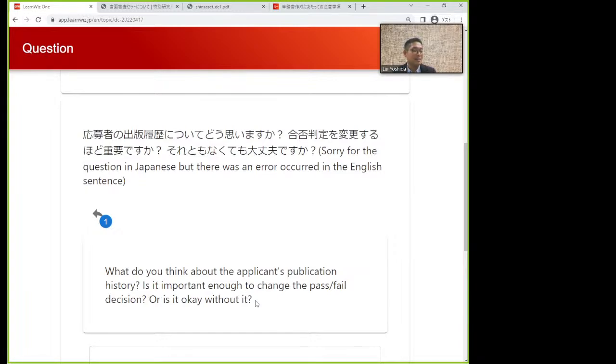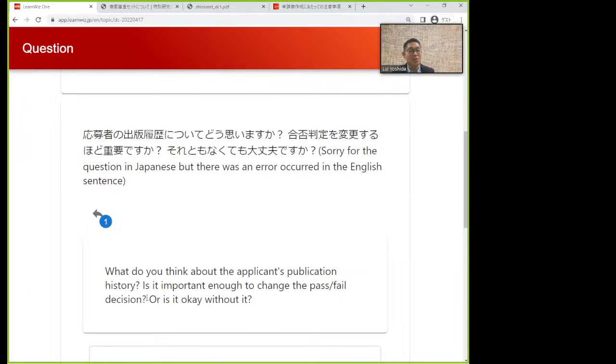So, I published one book. So this is my ability to write sentences or something like that. And you need to connect it to research. Is it important enough to change the pass-fail decision? It could be, but the most important thing is the research plan, I think.